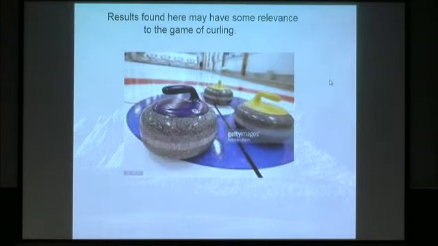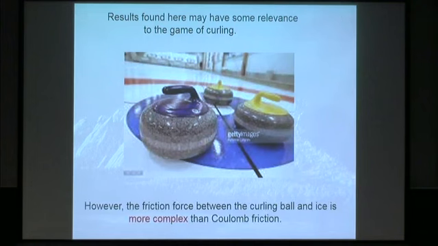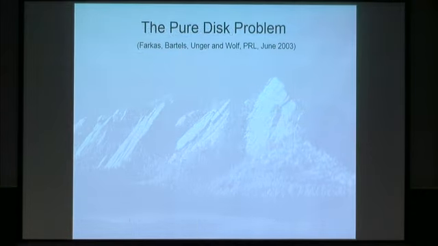The results found here may have some relevance to the game of curling. However, the friction force between a curling ball and ice is certainly much more complex because it not only scrapes the ice, but it can actually melt it. So I just thought I'd throw that in here as a possible analogy. A curling rock actually curls the opposite direction than it would if there was Coulomb friction. That's right. Yeah. All right.